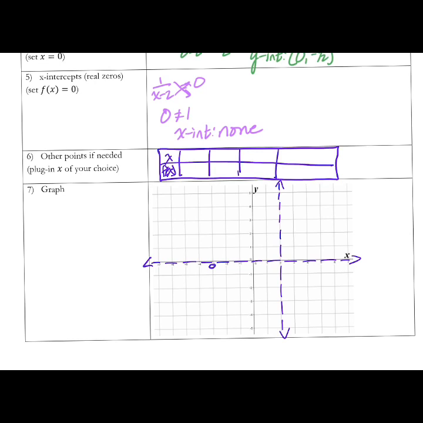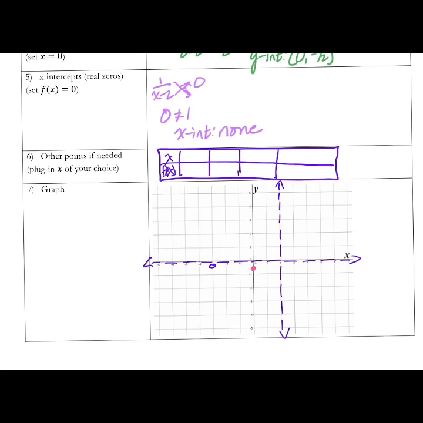So I have a hole. It's a hole in the graph. You guys know what holes in the graphs are. It's an open circle, okay? It means there's nothing there. And then I have my y-intercept at 0, -1/2. Okay, 0, -1/2 is here. And then I have no x-intercepts. Okay, great. So I think I have all my points there.